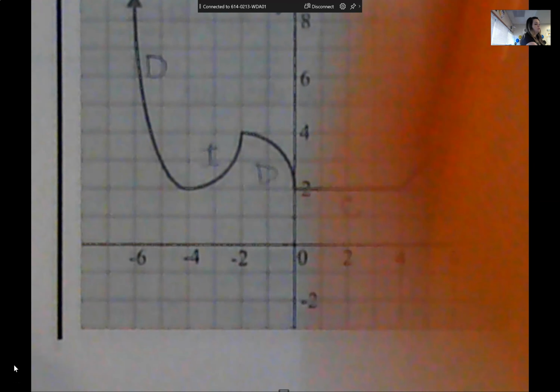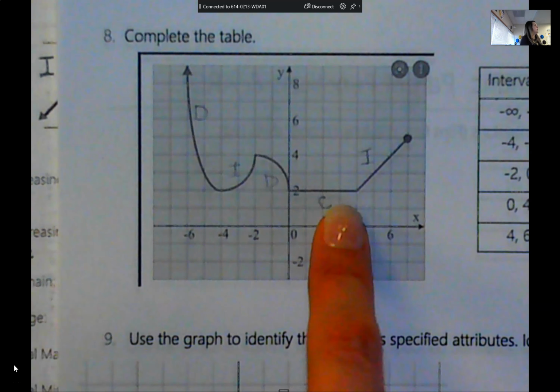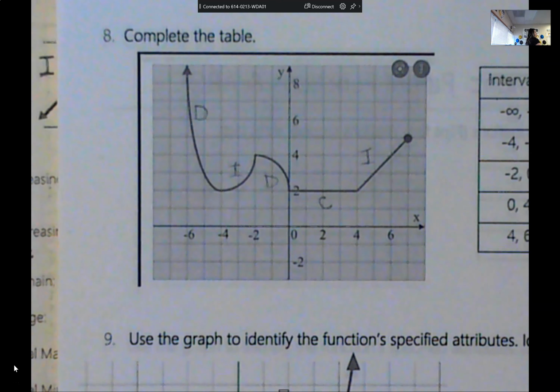So like this one, let me zoom out. This one's labeled the different things. So it has one constant interval. You're hanging in?